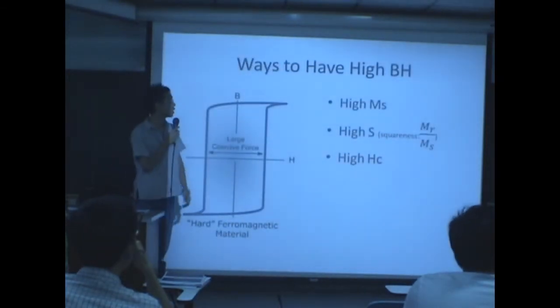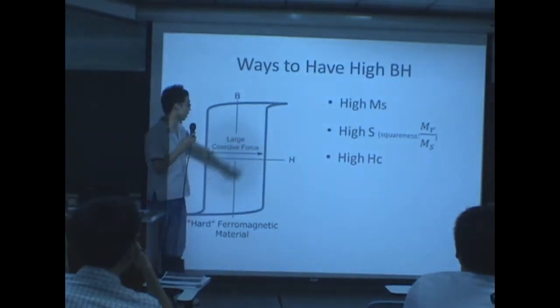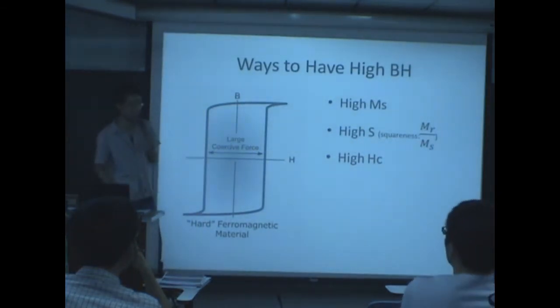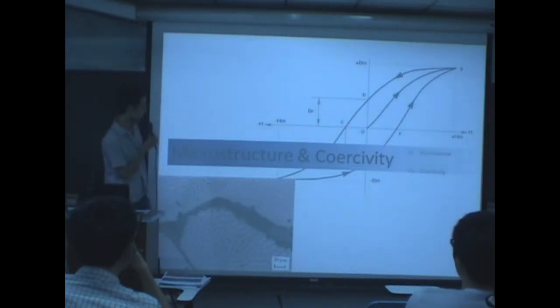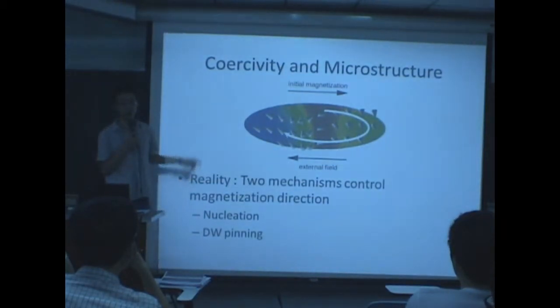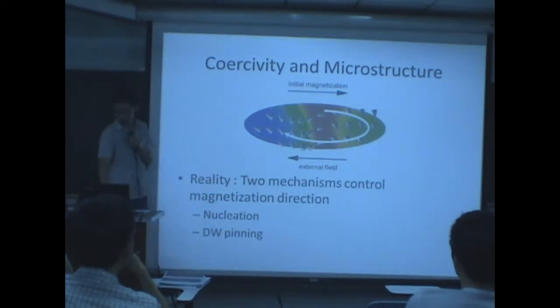There are some ways to have higher energy product. It either has higher remanence, or higher coercivity and a better squareness. And in my presentation, I will focus on the coercivity. We focus on the microstructure and its relationship with coercivity. And there are two mechanisms that control the change of magnetization direction of domains. The two mechanisms are the nucleation mechanism and the domain wall pinning mechanism.